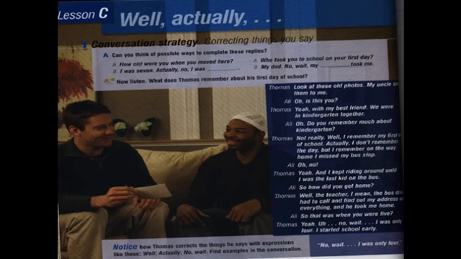Okay, now we have a conversation between Thomas and Ali. Let's read the conversation and see how Thomas and Ali correct the things they said. Okay, let's read the conversation together and see how they correct themselves.